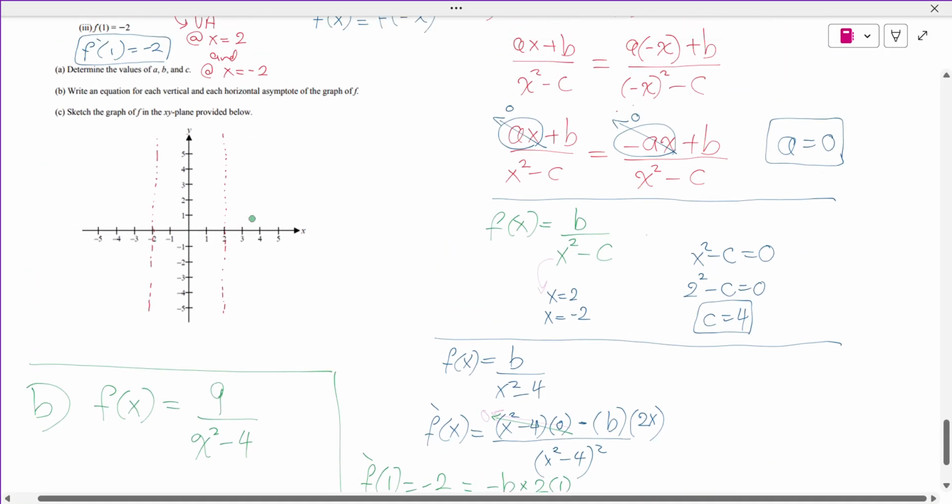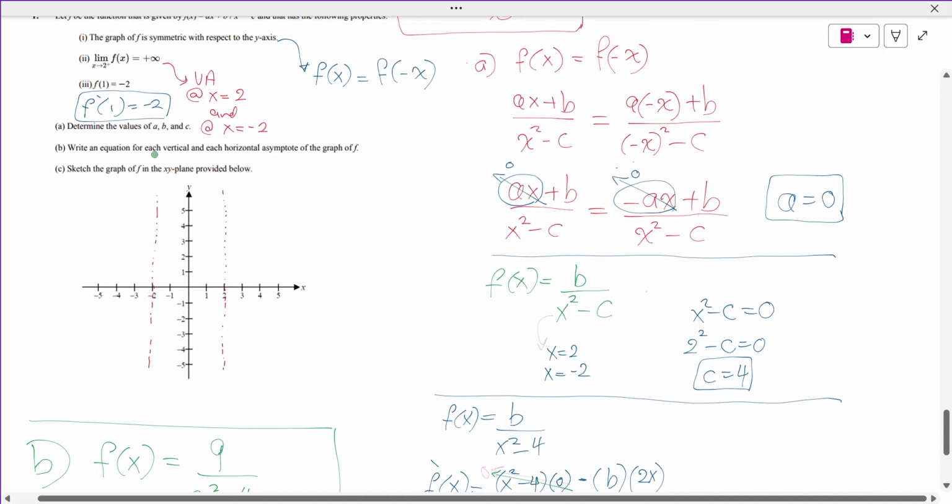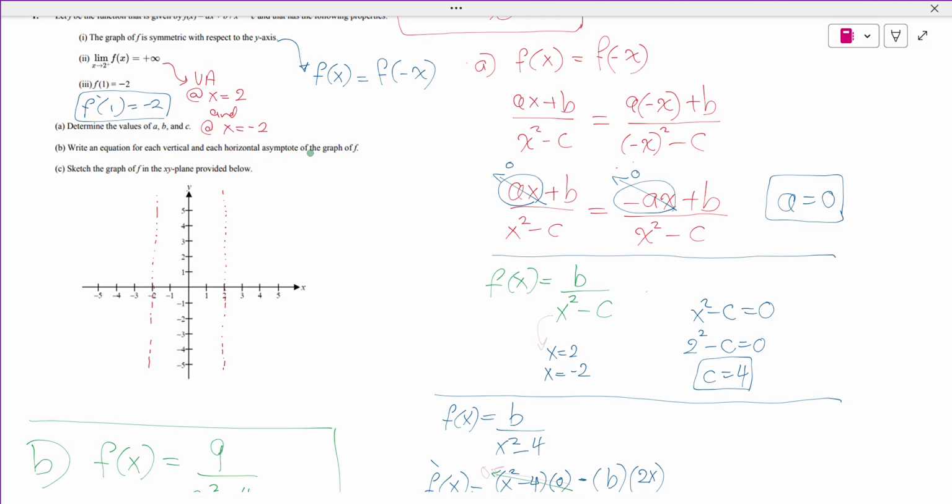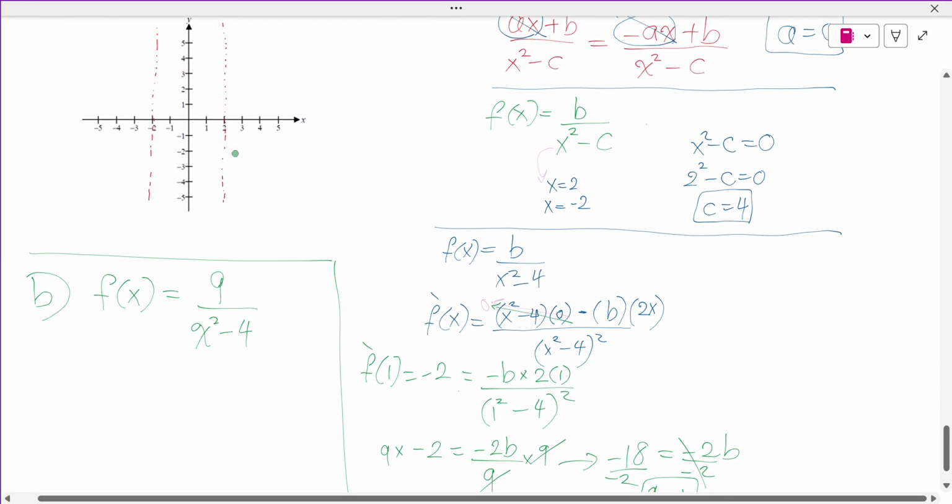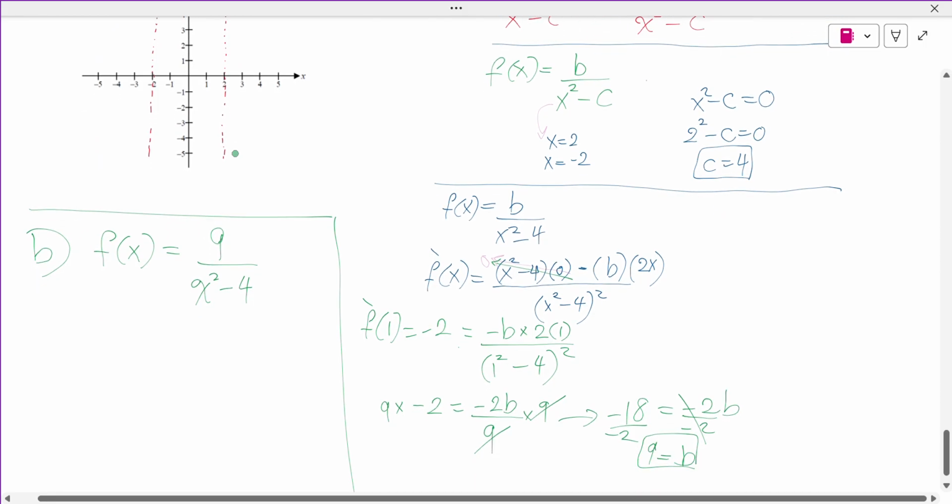Okay, the question says write an equation for each vertical and each horizontal asymptote of the graph of f. We already found the vertical asymptote, 2 and minus 2. Because also they make the denominator 0. So here, what are the... Sorry, now let's start with the vertical asymptote first.